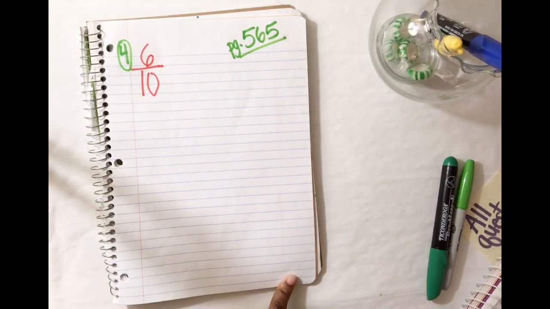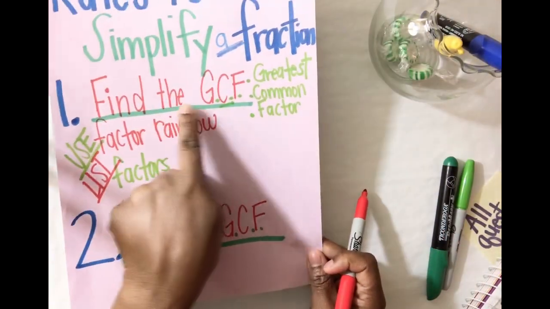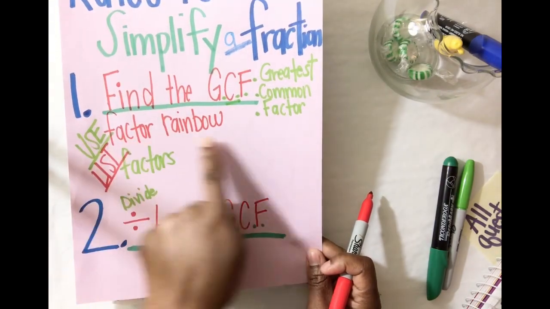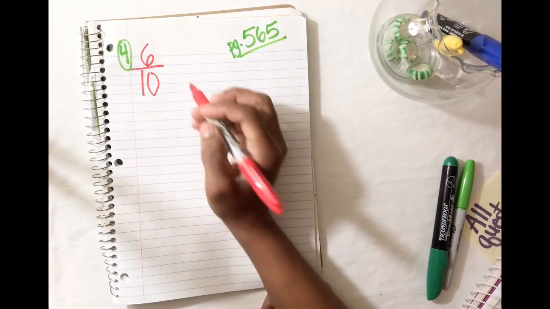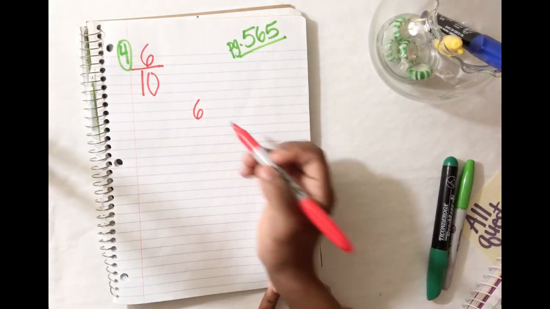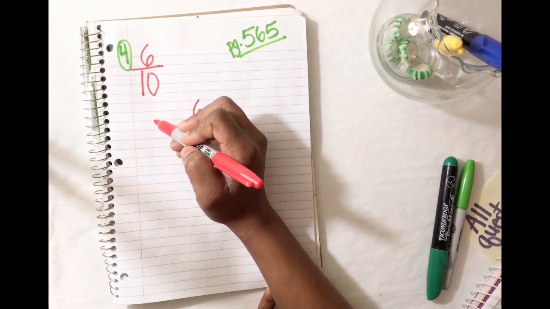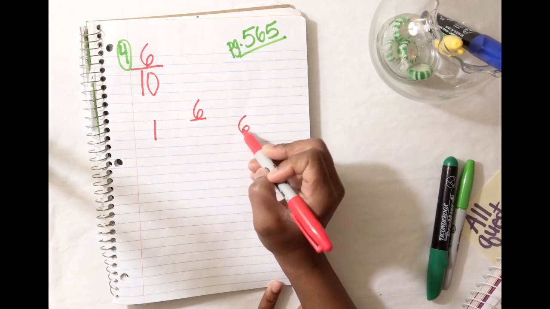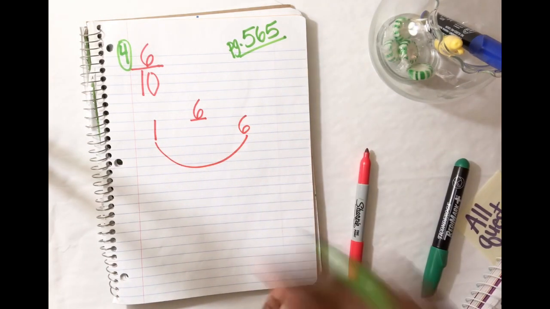So there are 2 rules to simplify a fraction. The first rule is to find the GCF. Let's go ahead and find the GCF by using a factor rainbow. So my number as my numerator is 6. So I'm going to list my factors for 6. So I say what number times 1 gets me to 6? 6. And I'm going to draw my rainbow underneath, my line for my rainbow.